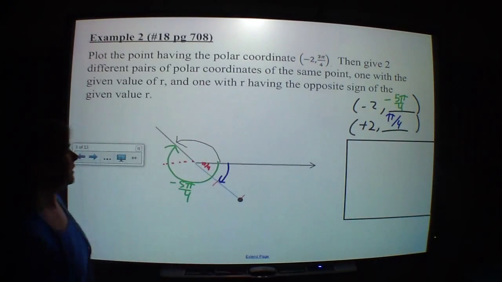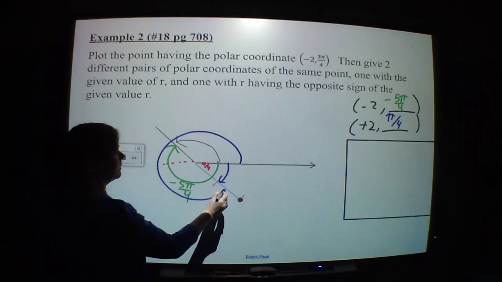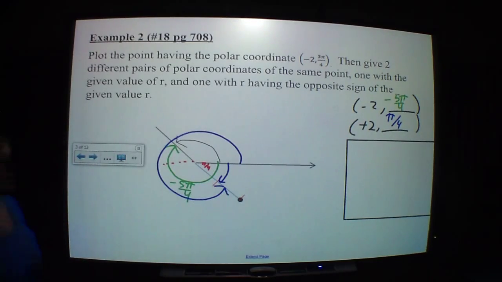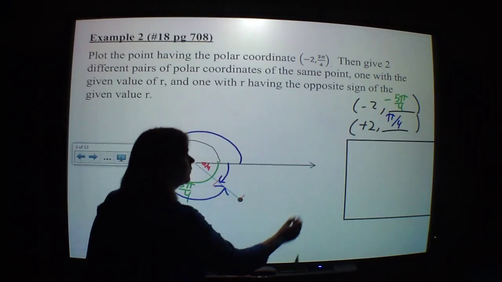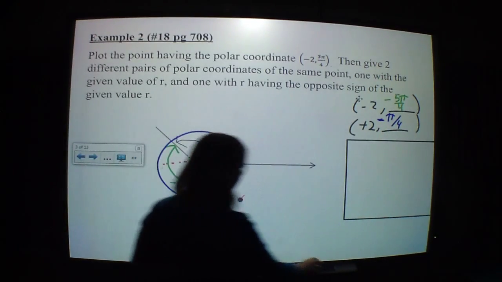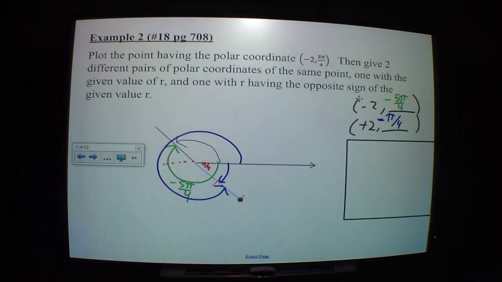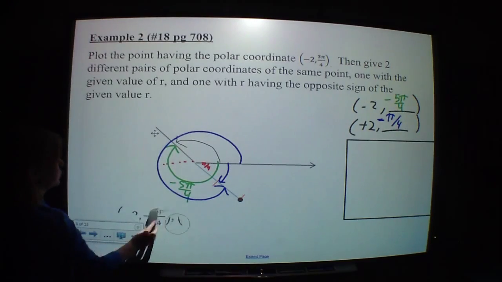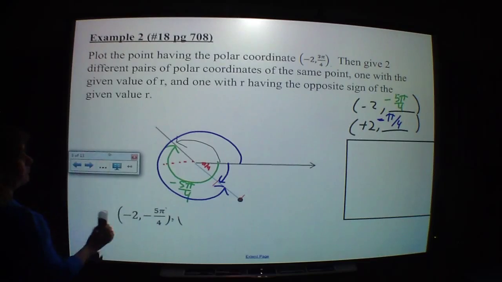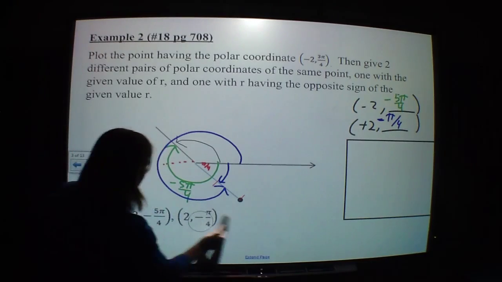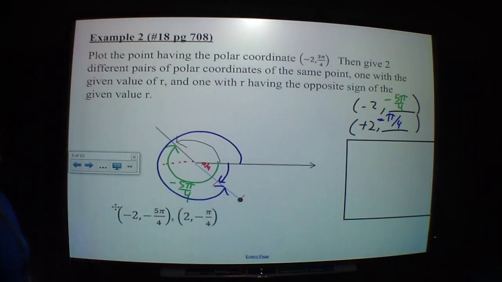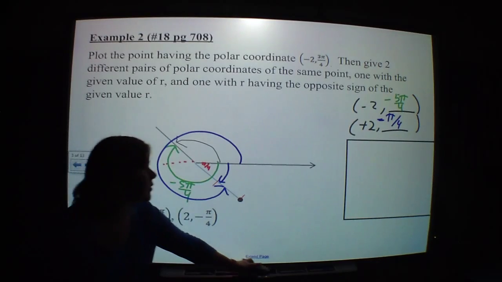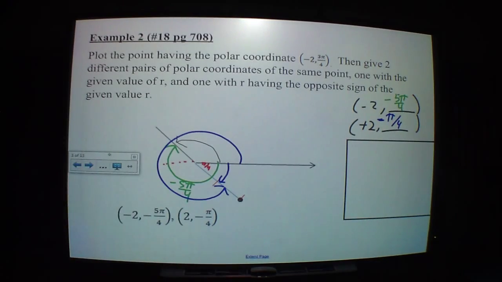Not the only way to do it. I could also go this way and go 7 pi over 4. So that pi over 4 could have been 7. Oops, sorry. Negative 5 pi over 4 could have been positive 7 pi over 4. Okay? So those are the different numbers you could have. And here, I wrote some of them here. Here's some of them that I wrote, but like I said, you could have had the second one being 7 pi over 4 as your angle instead of negative pi over 4.